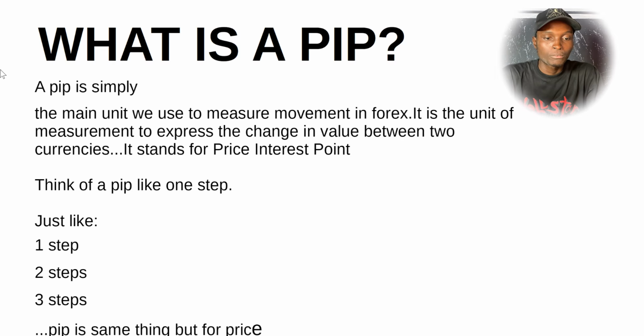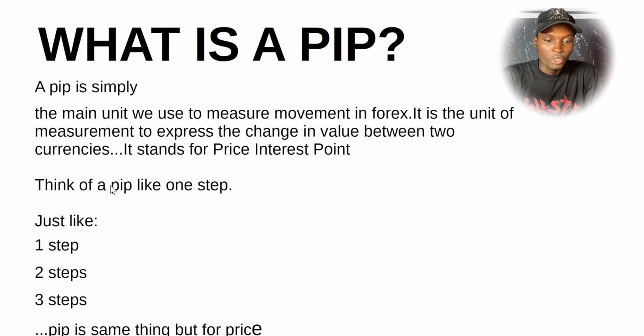All right. Now, in this video, we're going to be talking about PIP. Okay, we're going to be talking about PIP. Now, PIP simply means price interest point. Okay, it simply means price interest point. Now, it is the main unit that we use to measure movements in Forex.